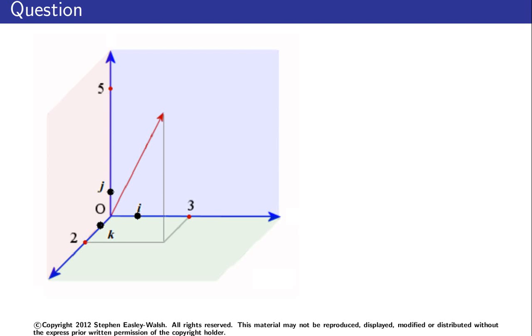For example, I want you to draw 3i plus 5j plus 2k. So you can see in the i direction, I go out 3 units. In the j direction, I go out 5 units. In the k direction, I go out 2 units. I add these 3 vectors together, and the red vector is the vector that I asked you to draw. Now, this is three-dimensional, and it's difficult to draw 3 dimensions in 2 dimensions, so you need to picture this arrow coming out of the screen towards you.